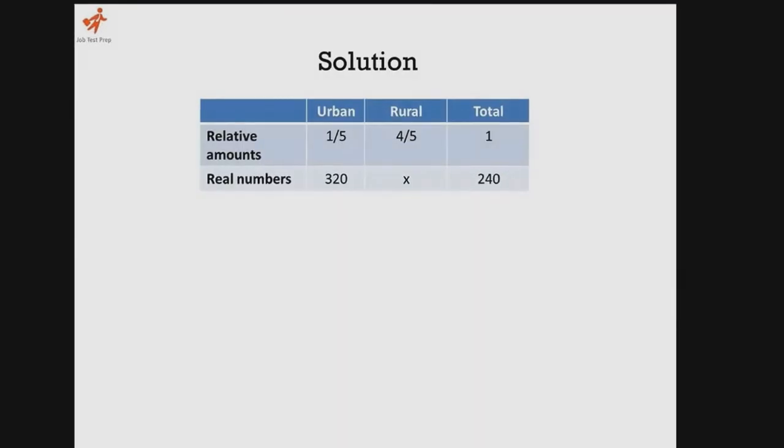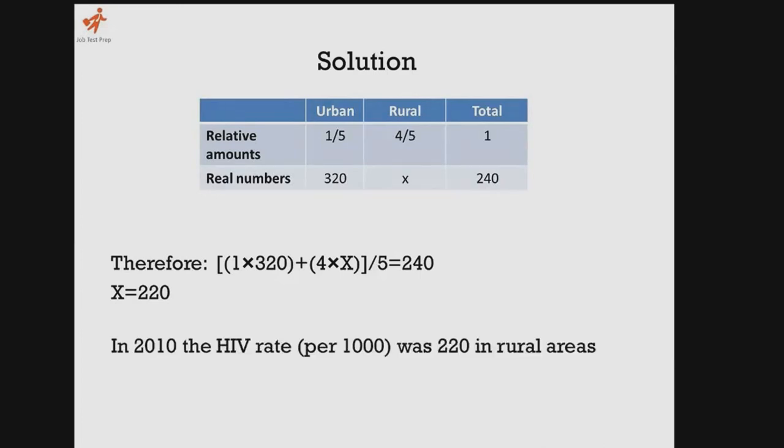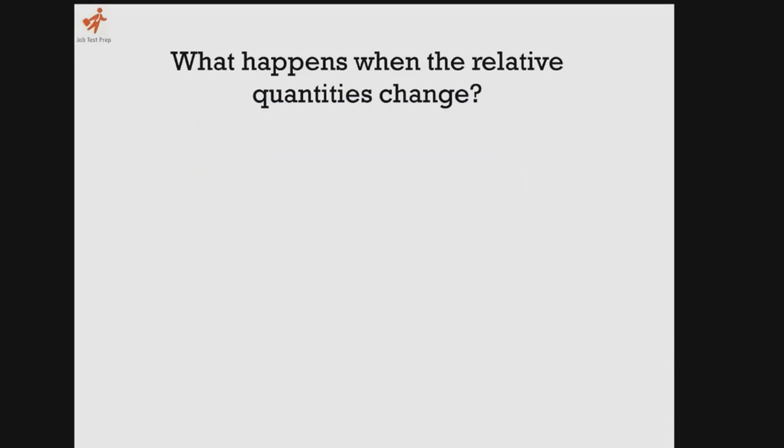We now have to input this information into an equation of weighted averages. The proportion of the urban population is a fifth, and the proportion of the rural population is 4/5. Inputting this into a weighted average calculation gives us 1 times 320 plus 4 times the rural rate of HIV, divided by 5, which is 240. This gives us that the rate of HIV per thousand is 220.